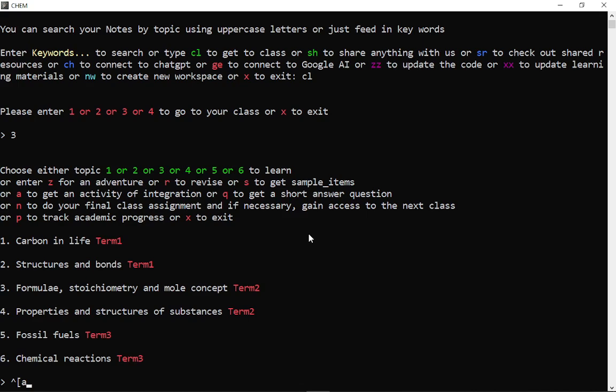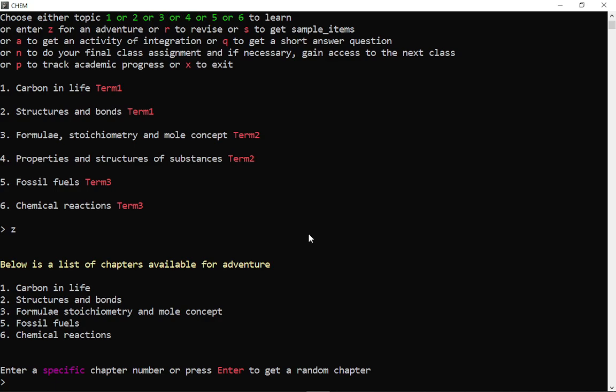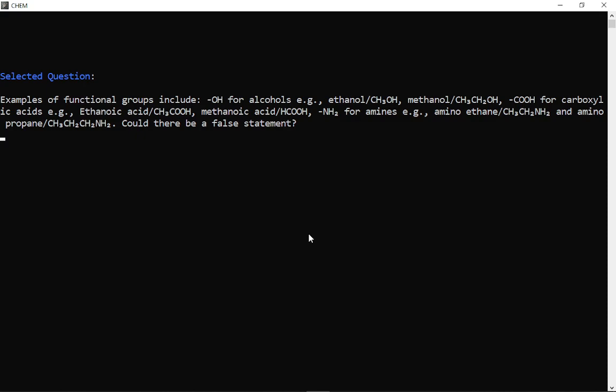So I'm going, for example, to put R, which is revision in this case. Let me start with Z, which is an adventure, and then I'll choose which chapter I'm going to adventure in. I can, for example, say I'm going to adventure in carbon in life. Then when it comes to carbon in life, my first question is examples of functional groups, include those ones.